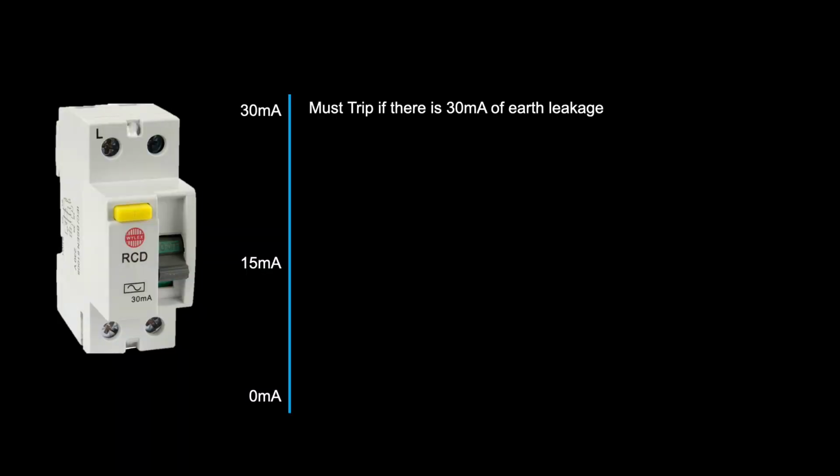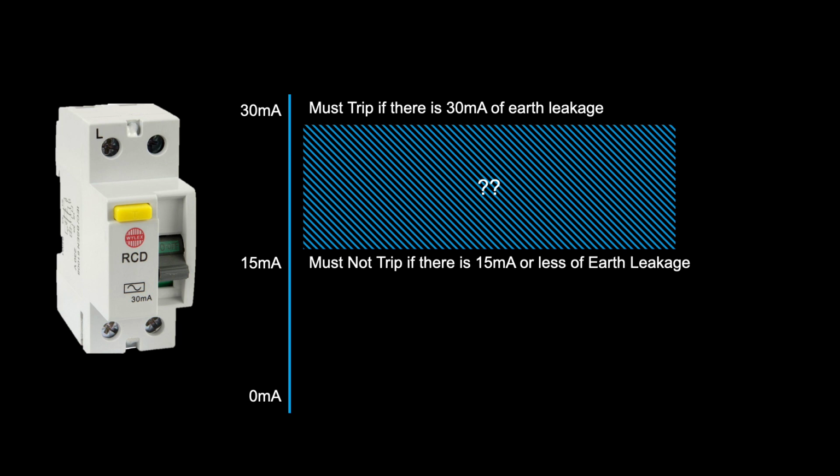A 30 milliamp RCD is given that rating by conforming to the following specification. If 30 milliamp of earth leakage current is present, the device must trip. If 15 milliamp or less of earth leakage current is present, the device must not trip. There is nothing in the specification that says what must happen in the area between 15 and 30. That's left to the manufacturer and allows for component tolerances. Because of this, the guide is for a maximum 30% loading of an RCD with continuous leakage currents.